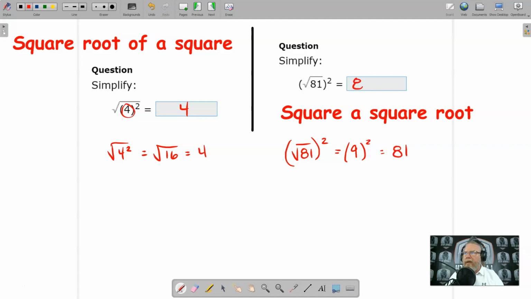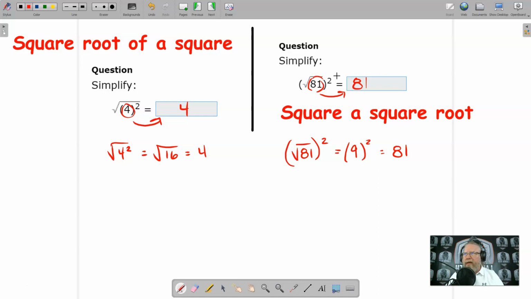And lo and behold, we end up with the exact value that was underneath the square root symbol. So indeed, that's the relationship between square roots and squares: if you take the square root of a square, you end up with the same exact value that's being squared underneath the square root symbol. And if you square a square root, then you end up with the value of the radicand that's underneath the square root symbol.